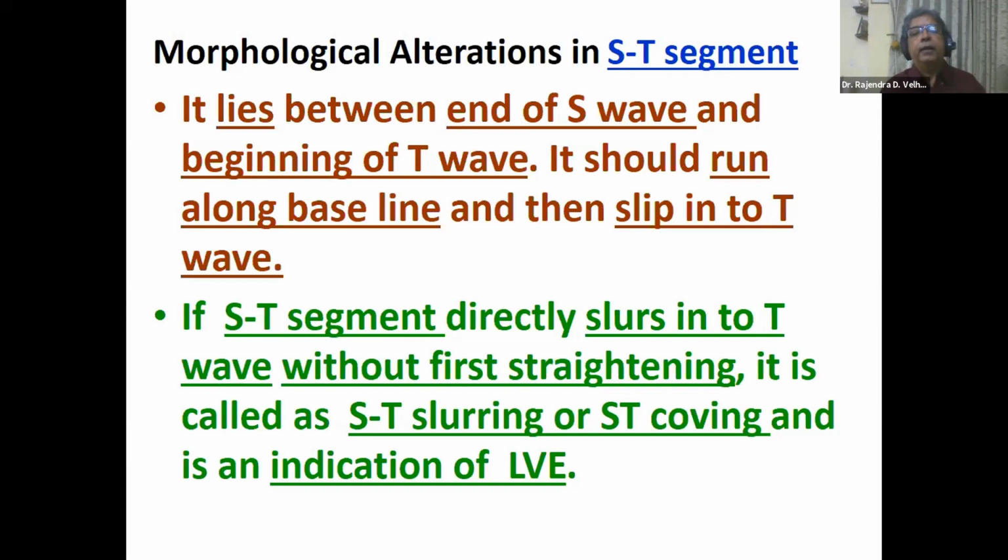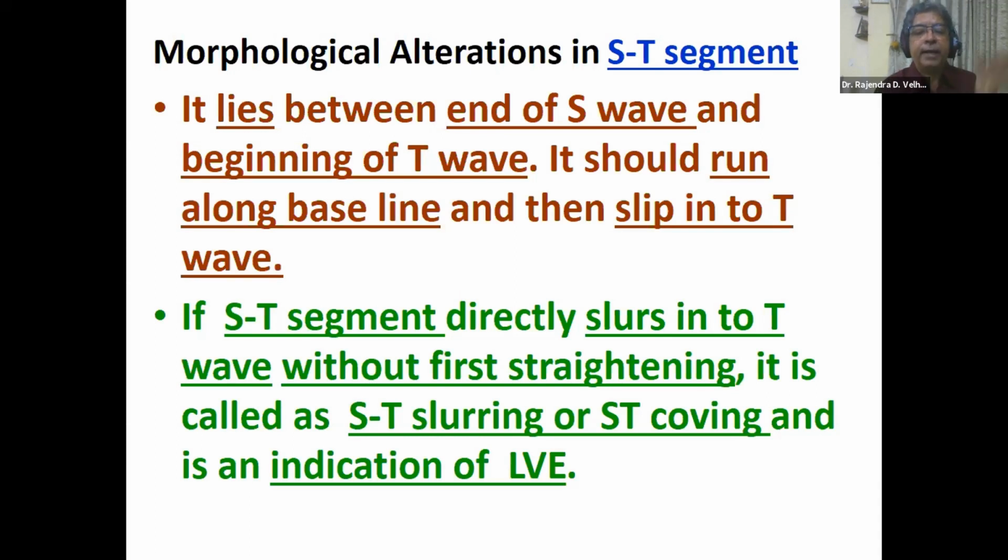The ST segment lies between the end of the S wave and the beginning of the T wave. It should run along the baseline and slip into the T wave. Normally, if the ST segment directly slips without straightening into the T wave, then it is called ST slurring or ST coving. And this is an indication of left ventricular enlargement.